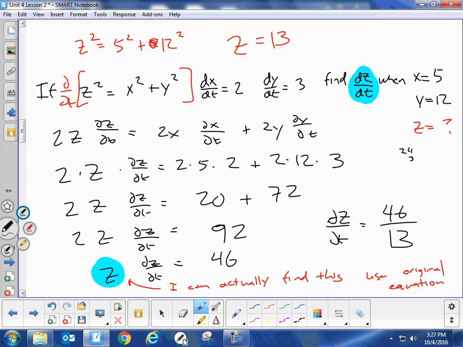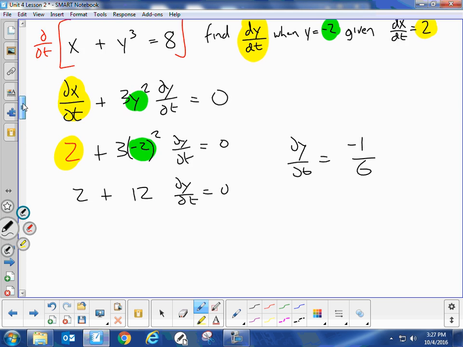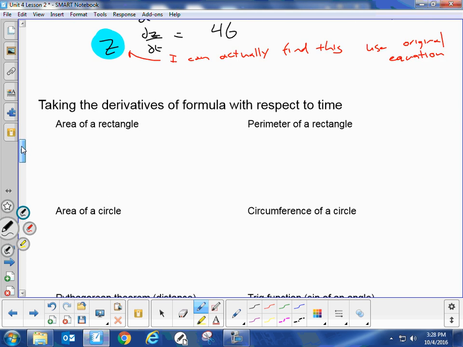Okay, we will be using original equations a lot when we get to progressively harder related rates problems. This is like an easy one in that you don't have to write anything down. The information is given to you. You just have to take the derivative correctly. The one difficult part is, hey, we can find z using the original equation when x is 5 and y is 12. Okay? All right, those are simple ones. Those are just given information. You'll have some of those for your homework.